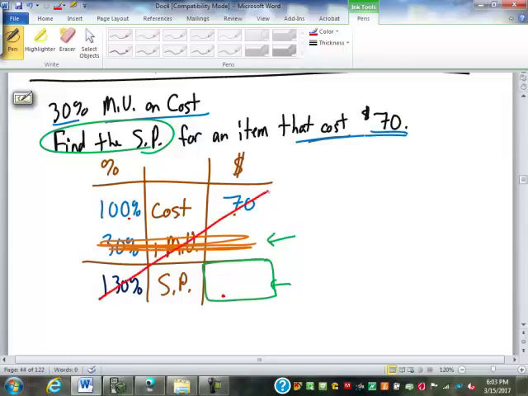So we're going to cross multiply here. 130 times 70 divided by the 100 is going to be, what, 91? So the selling price is $91.